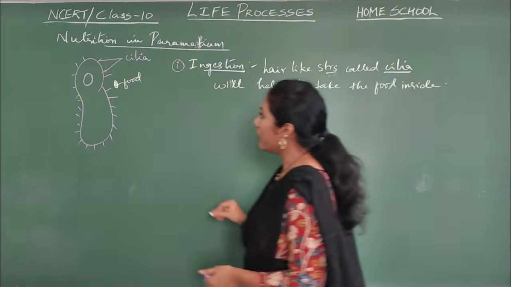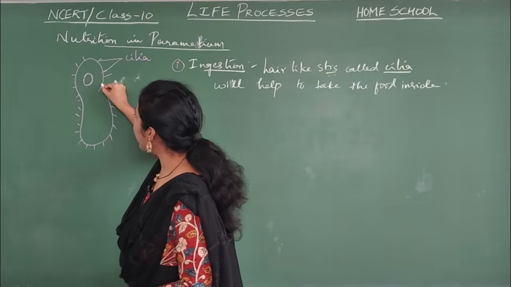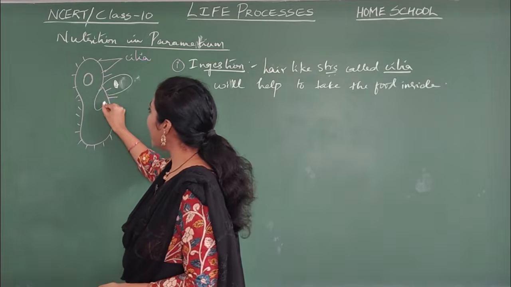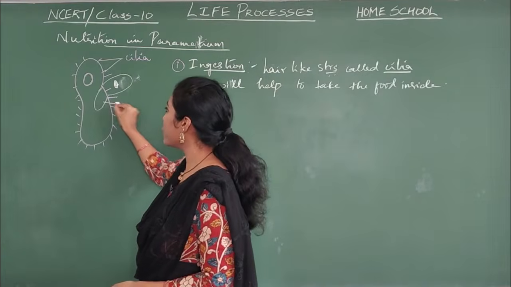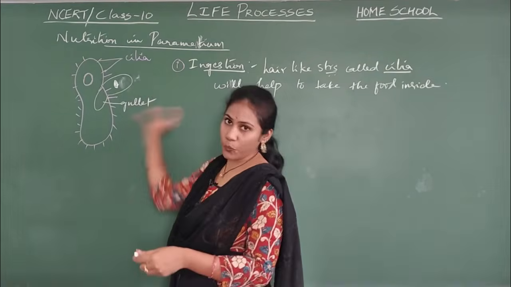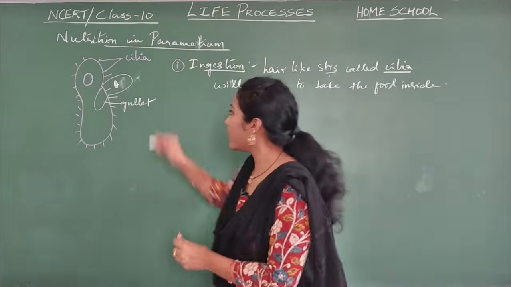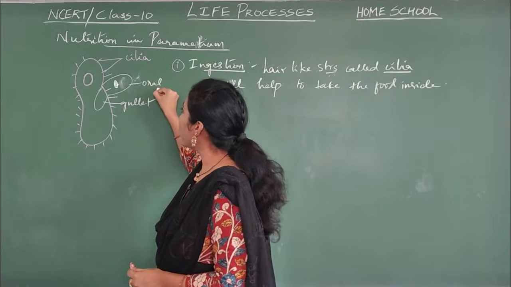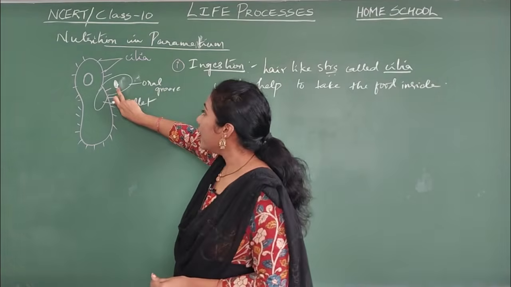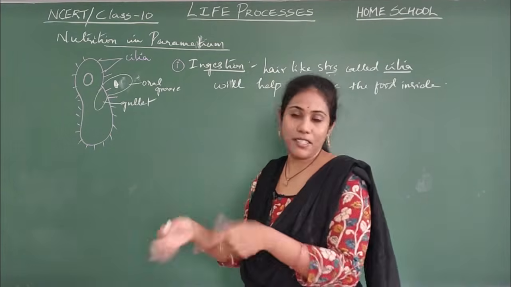So actually what happens here is a groove is created here. This is a food particle. Like this, a groove is created. And here you will have some structure inside, which we call gullet. So cilia will sweep the food into the oral groove. This is what we call oral groove. Later this food will go into the gullet. Gullet is present inside the cytoplasm.